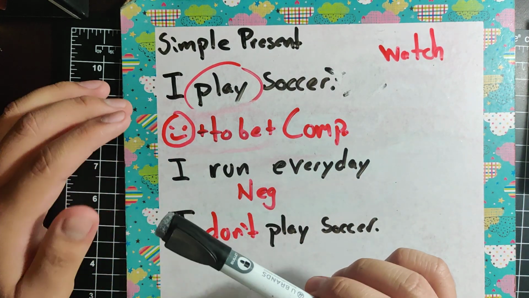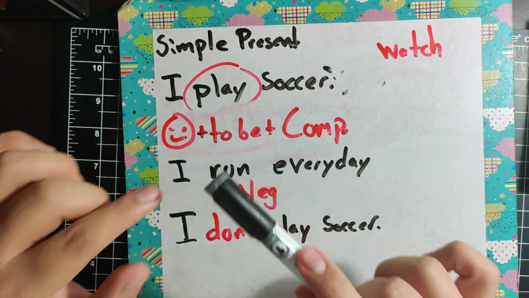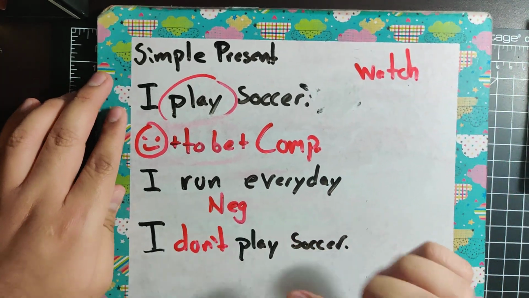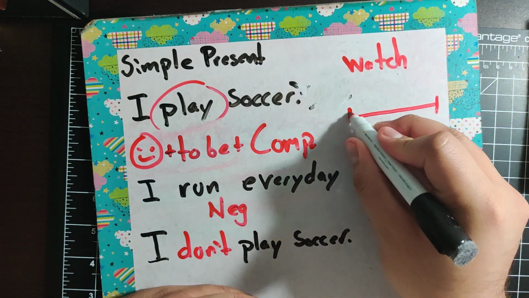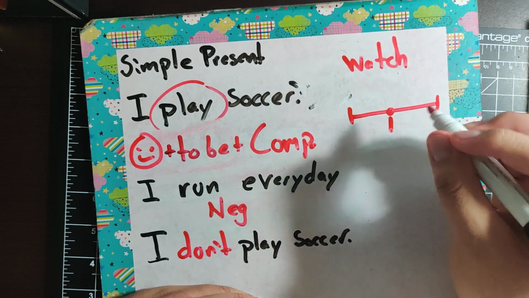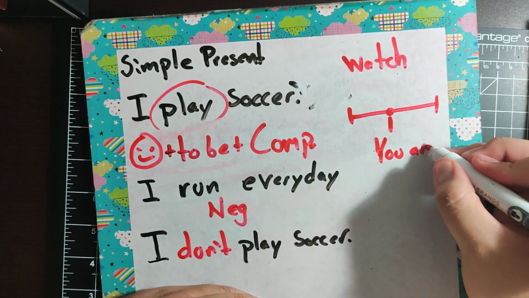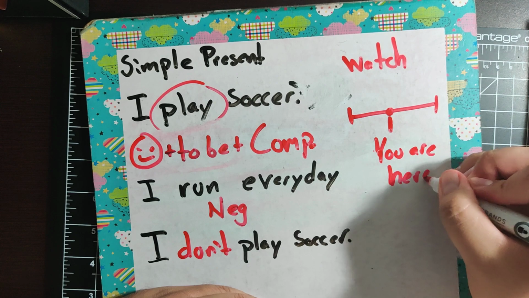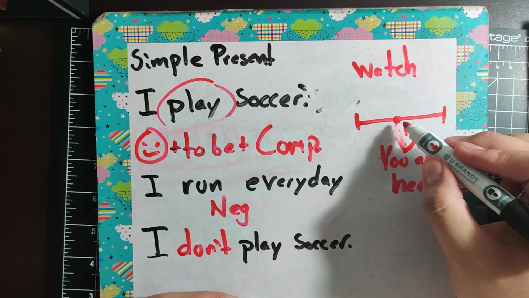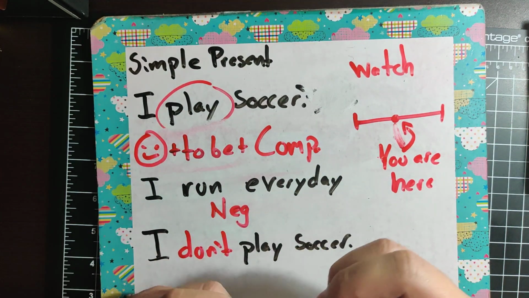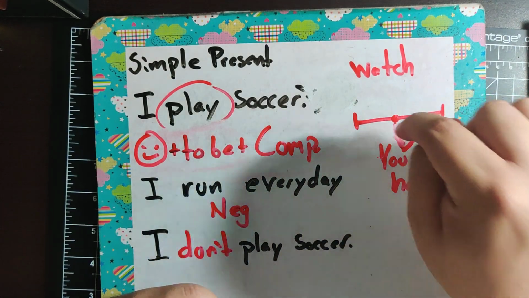Keep in mind que ahorita estamos usando simple present para escribir una cosa. No lo que están haciendo en este momento, alright? Let's put a timeline right here. Okay? Y vamos a decir que ustedes están aquí. Okay? Ustedes están aquí. Simple present, chicos, no se usa. It is not used para hablar de lo que ustedes están haciendo en este momento.